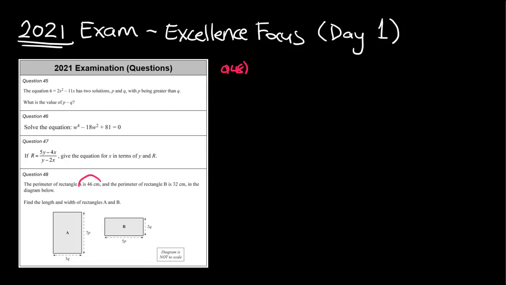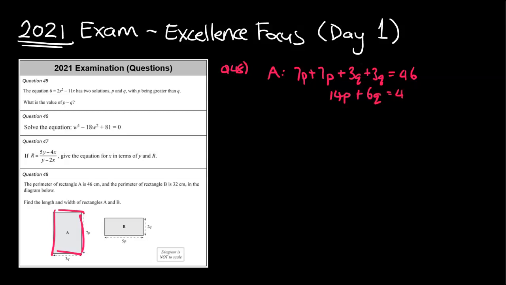So we've got a perimeter of triangle A is 46, and we've been told the perimeter of rectangle B, I'm not sure why I'm saying triangle, is 32. We've been asked to find the length and the width of both of these. So what I'm going to do is form an equation regarding rectangle A. So let's do A, and that's going to be equal to 7p plus 7p. That relates to this side and this side. We're then going to have 3q and 3q for the rest of it. So plus 3q plus 3q, and all of that comes to 46. So let's simplify that. 14p plus 6q equals 46.